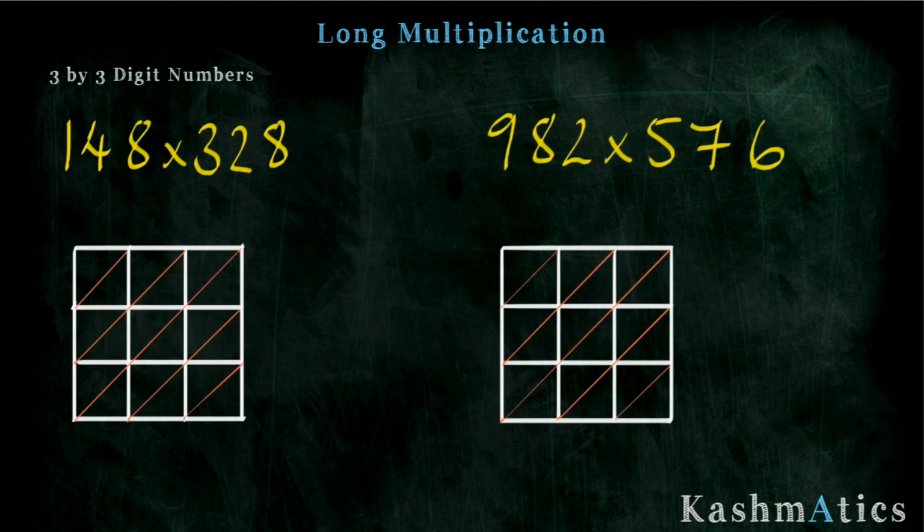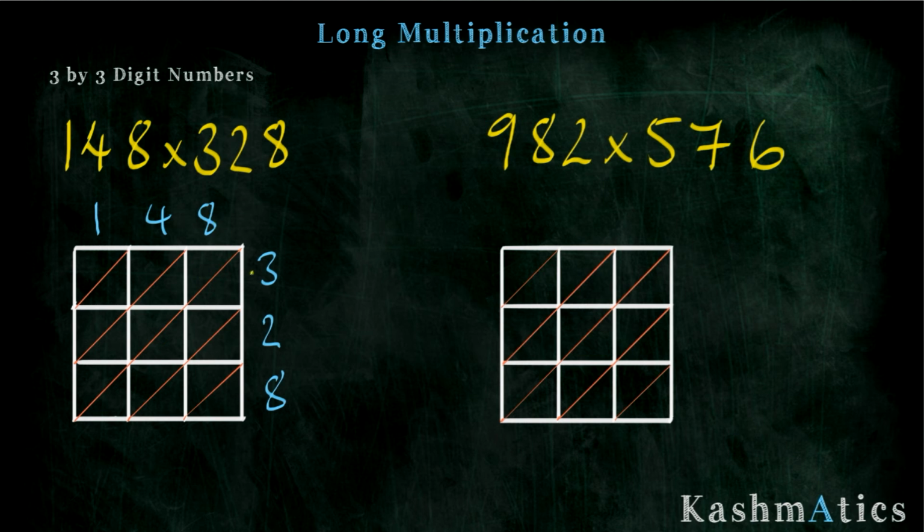And finally, a 3-digit by a 3-digit number. And this is where the efficiency of this method really becomes apparent. So let's just start as we did before. So we've got 148 multiplied by 328. And I'm going to fill in the grid just like before.